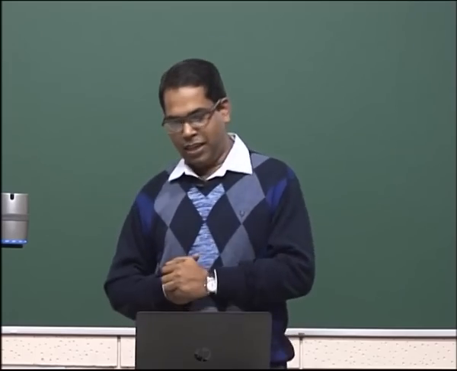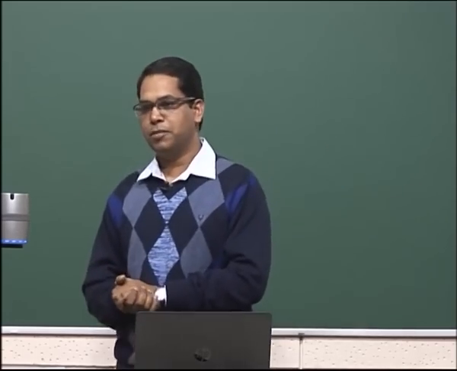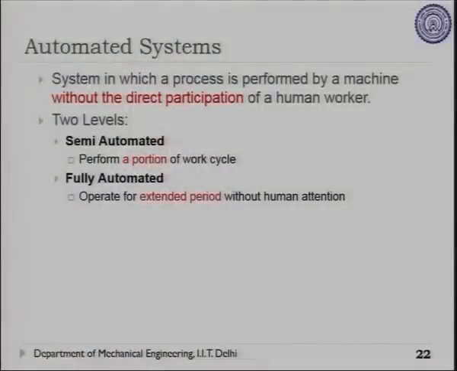So let me quickly come to a little more understanding about automated systems, because these words are nowadays a buzzword. I know automation, I know automated technologies, but let me go a little bit deeper to have a better understanding. When I say automated system, the red group of words that I have highlighted here is "without direct participation of a human worker." So if I am trying to perform a task without direct participation of a human worker, I am saying it's an automated system.